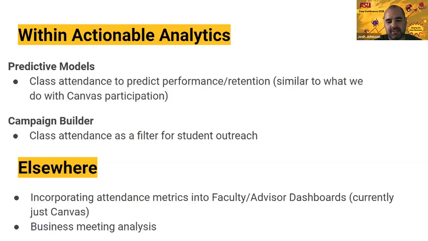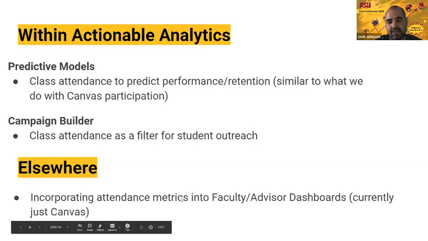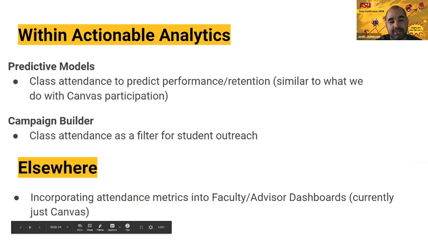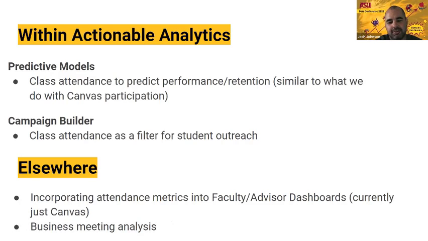Outside of actionable analytics, there's been discussion, there's been requests, I believe, from the colleges to try to incorporate this into the dashboards they already have. But there's also been discussion around using it to evaluate actual business meetings. So we're pulling all of the Zoom data for all the RWUG meetings, for instance, over the last 8 months, and trying to figure out, has attendance been increasing, decreasing? Are people coming regularly, or is it very infrequent? That type of information. Who's showing up?